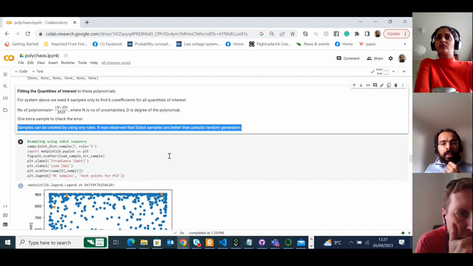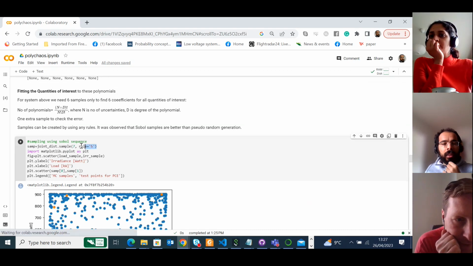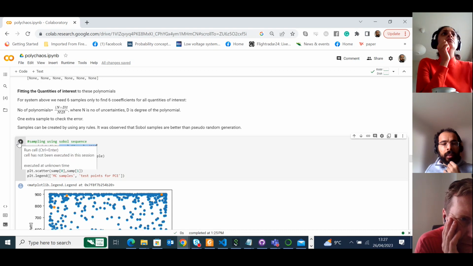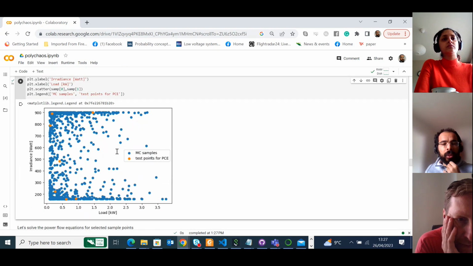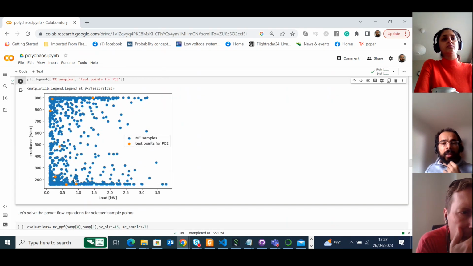So here we use a Sobol sample. Again, you have this joint distribution defined. You sample this joint distribution for 7 points, and in reality the 7 points are represented by this orange. If there is less density, then the sample is only 1, and when there is more density there are 2 samples, or even 3 samples representing a denser area.